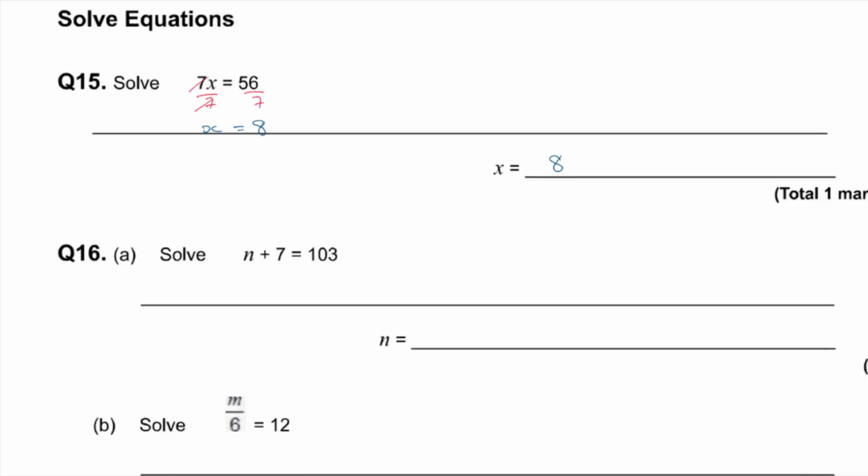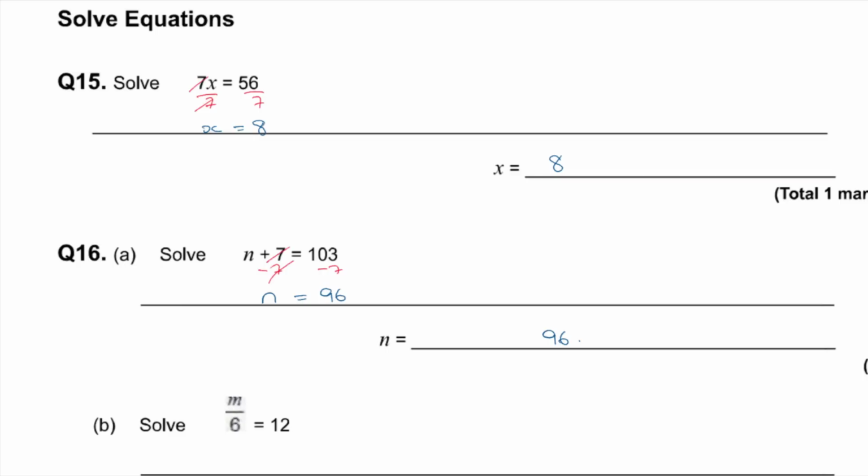Here I've got the value of n, and 7 is added to it to get my answer. So to get back to n, we need to do the opposite of adding 7, and that is subtracting 7. So if I subtract 7 to both sides, it stays balanced, but this will disappear, leaving me with just n on the left. 103 take away 7, that's 96. That's my final answer, 96.